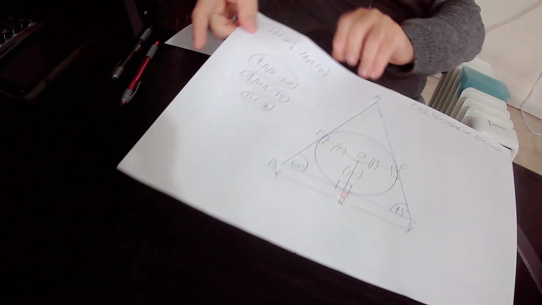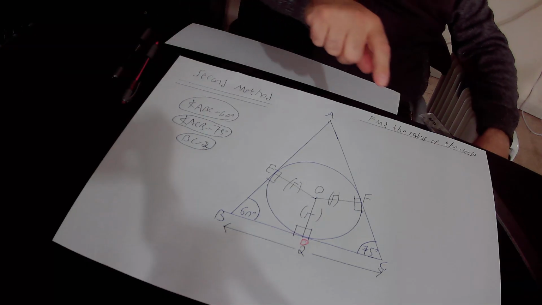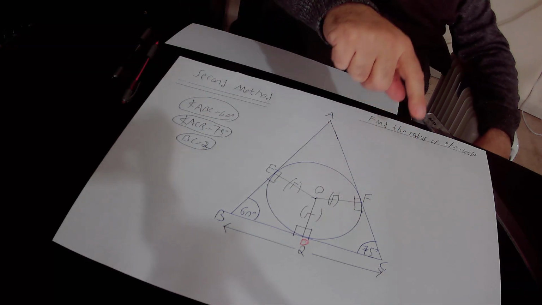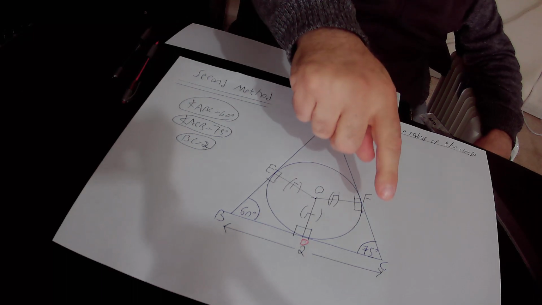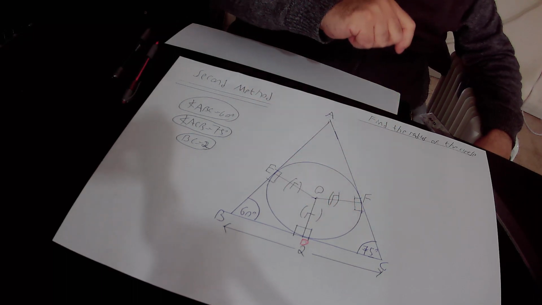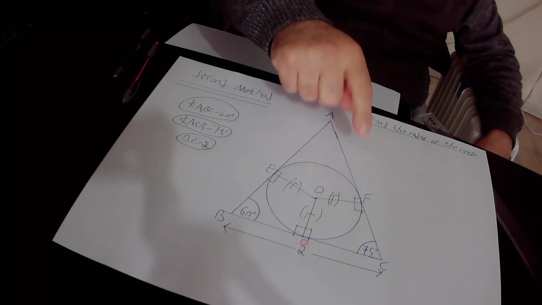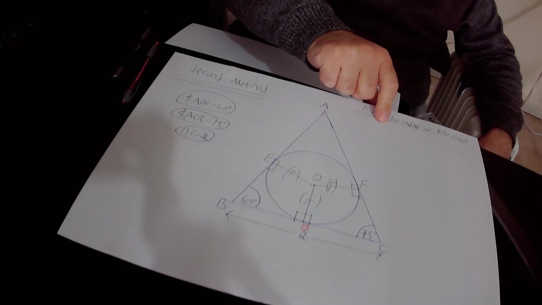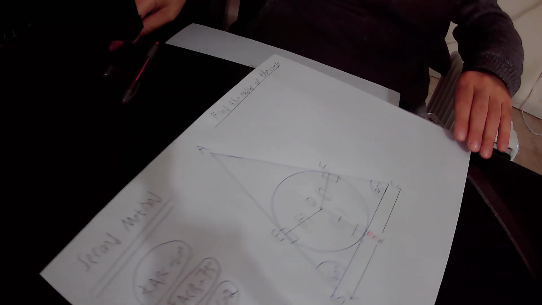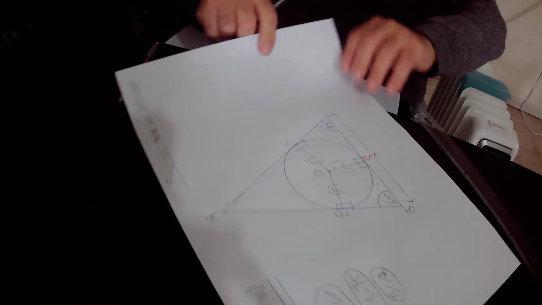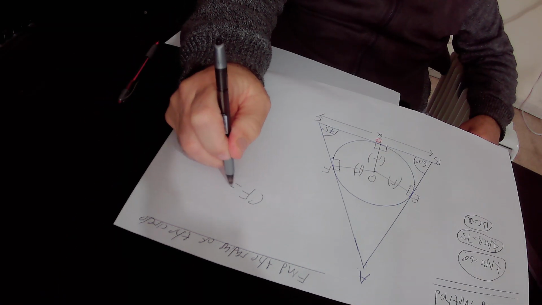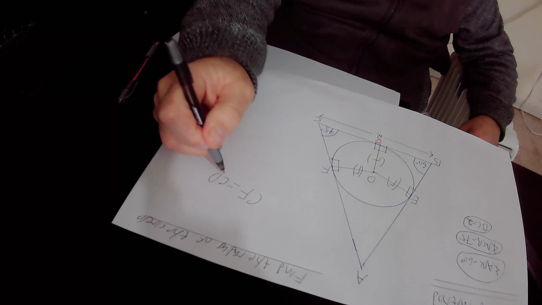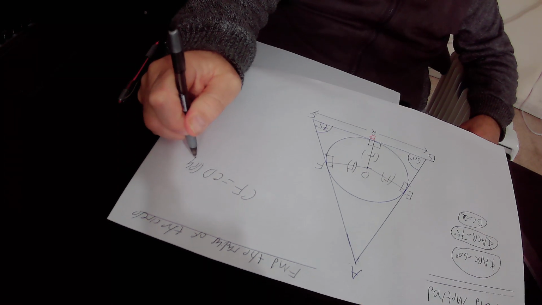We can actually implement rule number 2 in our drawing. If we focus on the common external point, point C, from point C we have two tangents to this circle, tangent CF and tangent CD. According to rule number 2, they are equal to each other. That is to say, CF equals CD according to rule number 2.